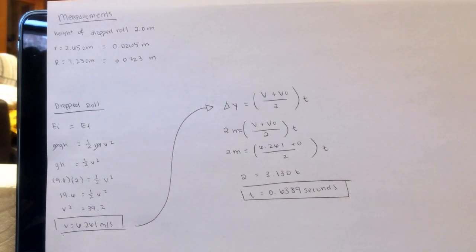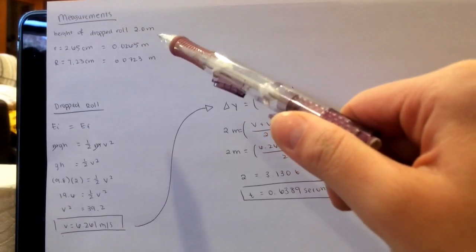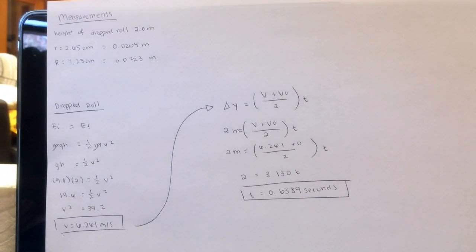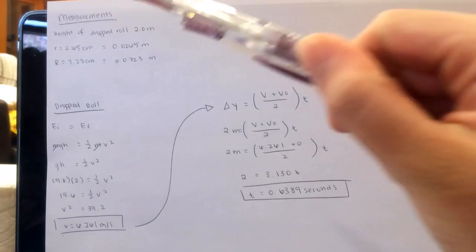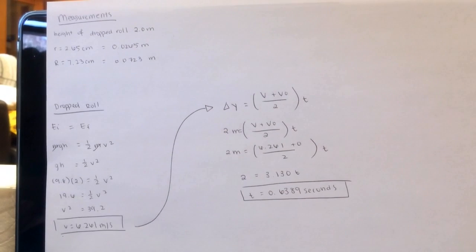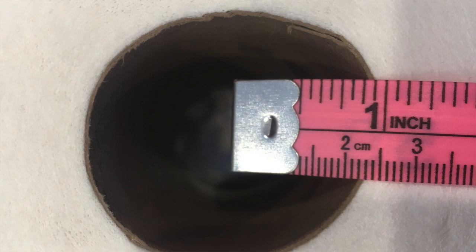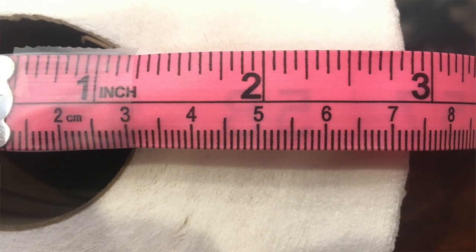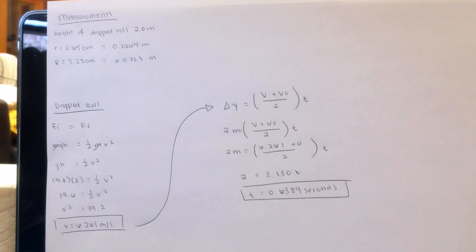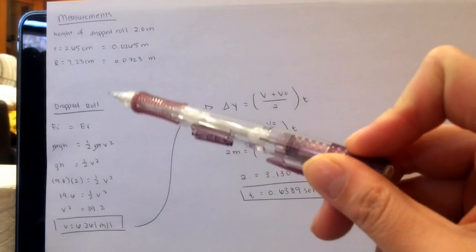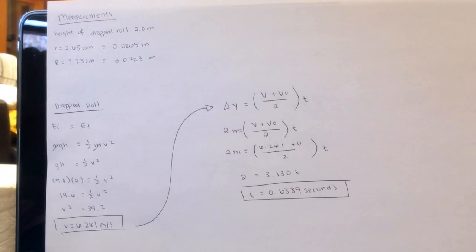For our experiment, we measured the height of the toilet roll being dropped and the inner and outer radius. So we chose to drop the toilet paper roll from 2 meters high because 1 meter was not enough of a time discrepancy for us to time. When we measured the inner radius, it was about 2.65 centimeters, which was equal to 0.0265 meters, and the outer radius, or big R, was 7.23 centimeters, which is equal to 0.0723 meters.